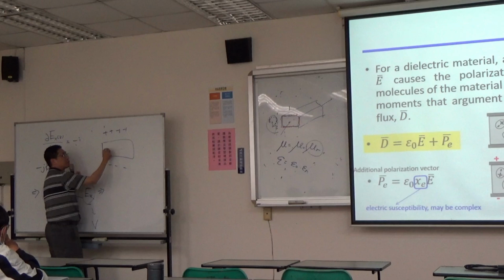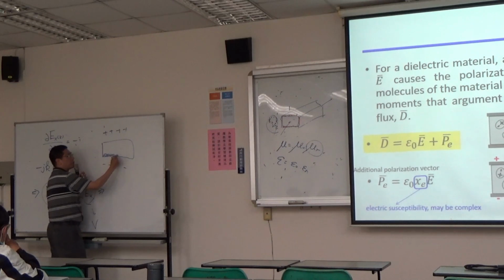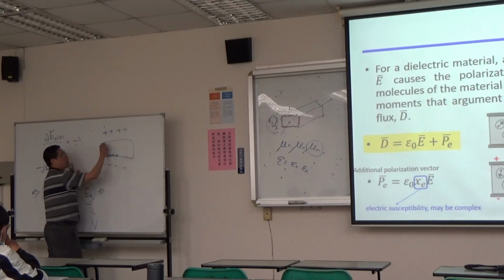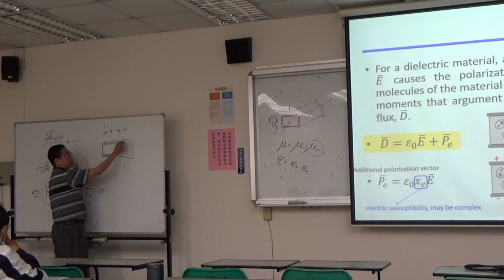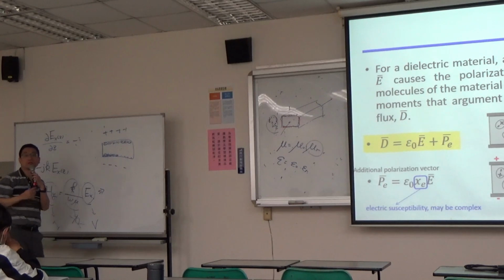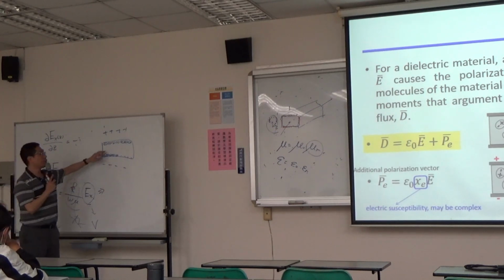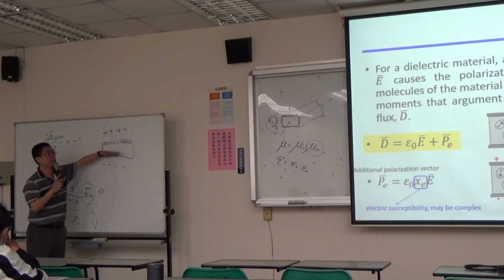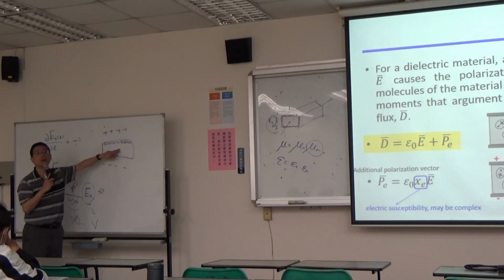The positive charge will go to this side, and the negative charge will go to this side. We call that free charge, free electrons, free particles. They will move to two sides. Okay, this is a metal.